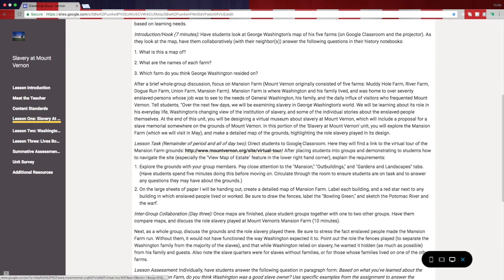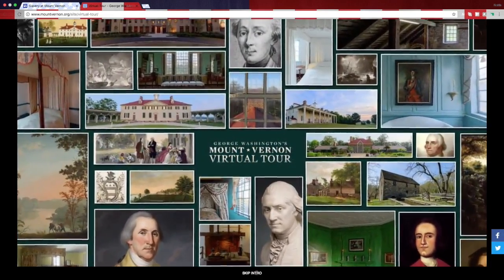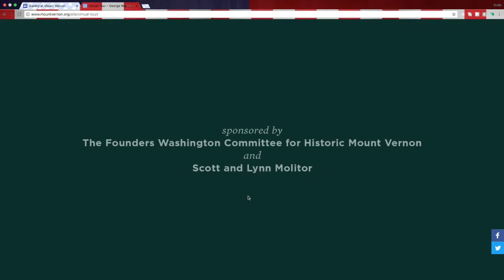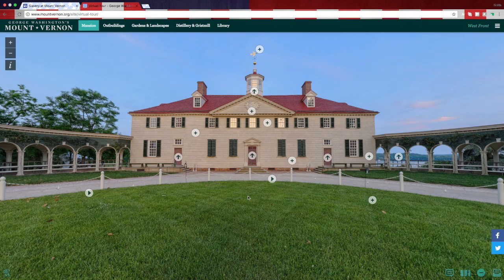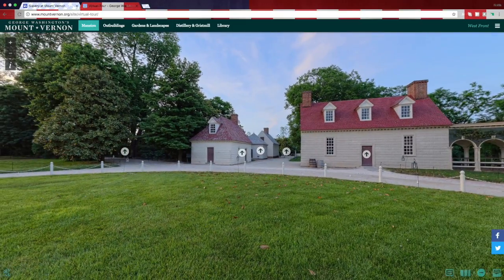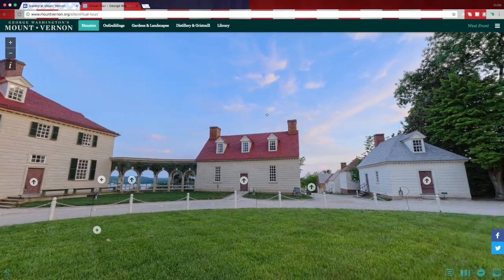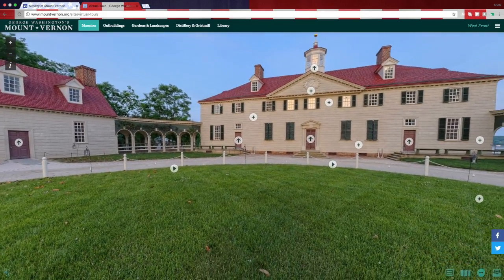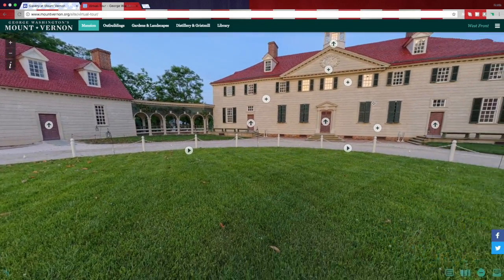Then students, after they get on Google Classroom, they'll find a link to the Mount Vernon site. And on the Mount Vernon site, students can take a virtual tour of the grounds. Now, for this lesson, I'll be putting students in groups of 3 to 4. This will be mixed ability groups. And each group is going to get a very large sheet of chart paper. And students are going to tour virtually the grounds of Mount Vernon. And they're going to map out which parts of Mount Vernon slaves had a hand in.